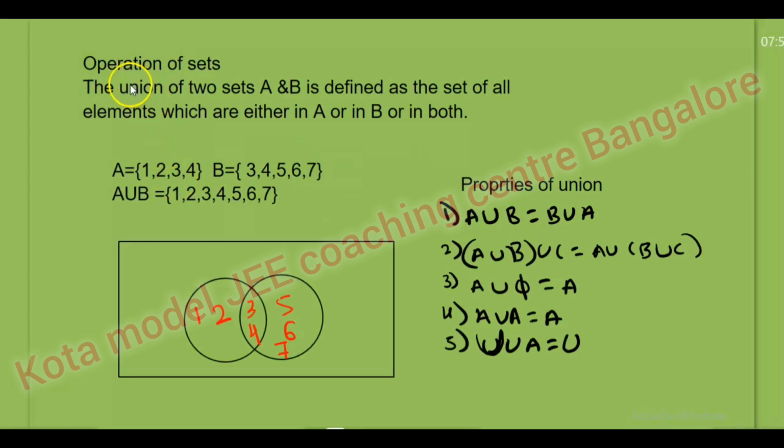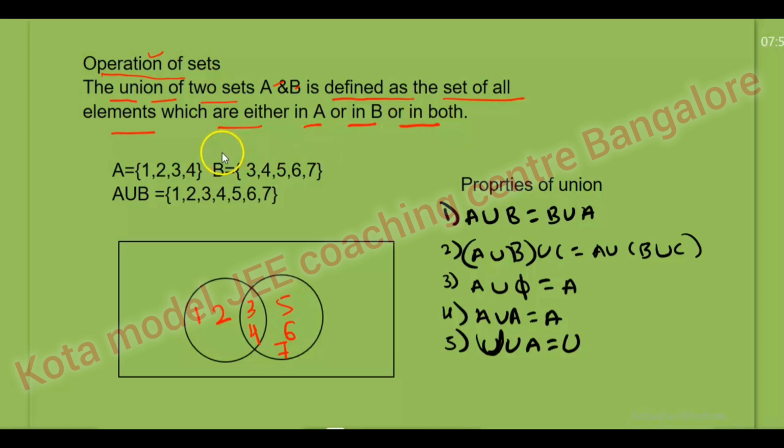Now move to the operations of sets. Operations of sets means basically, just as when we are solving numericals there are additions, subtractions, multiplications and divisions, in the same way here also there are some operations on sets. The union of two sets A and B is defined as the set of all elements which are either in A or in B or in both.